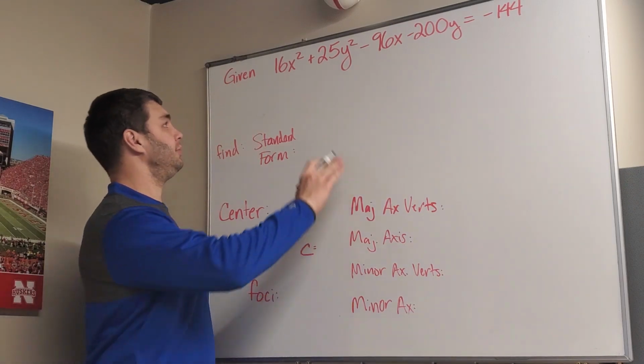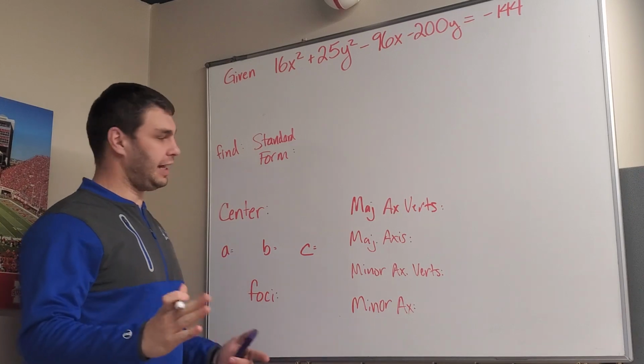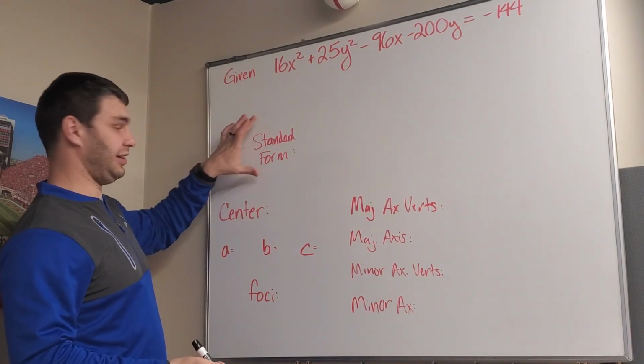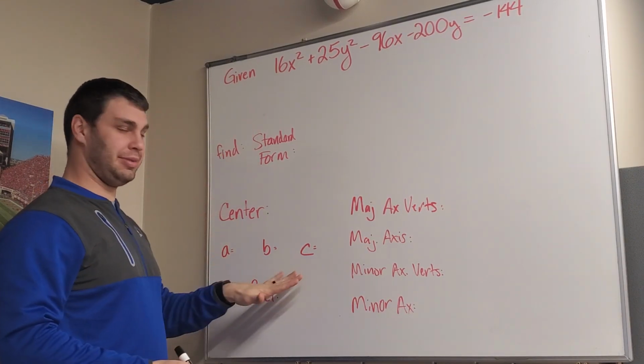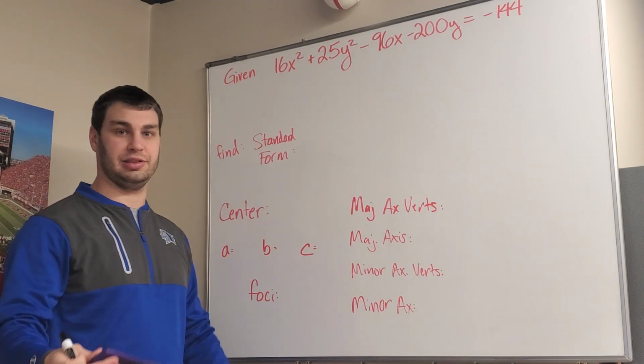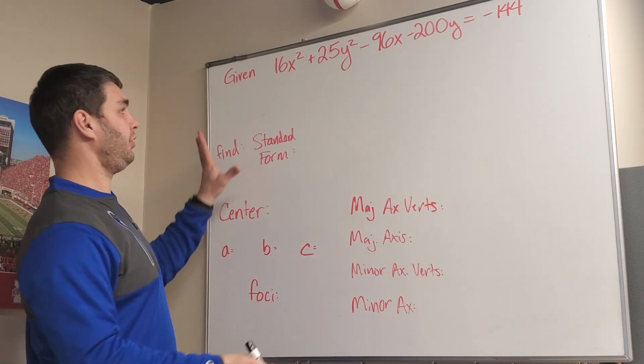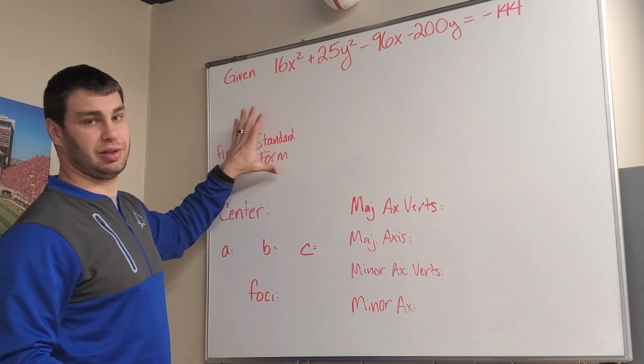Okay guys, in this problem, we're given this big long equation, right? And it asks for the following: find standard form, center, a, b, c, foci, and the rest. Once it says foci, I know this is talking about an ellipse. So first off, this is not in the standard form. That's what it wants us to find.